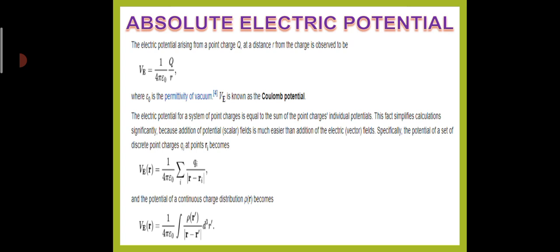Specifically, the potentials of a set of discrete point charges Qi at points Ri become V(r) equal to 1 upon 4 pi epsilon 0 summation of Qi divided by the magnitude of r minus ri, and the potential of the continuous charge distribution rho(r) becomes V(r) equal to 1 upon 4 pi epsilon 0 integral of rho(r') divided by the magnitude of r minus r' into d cube r'.